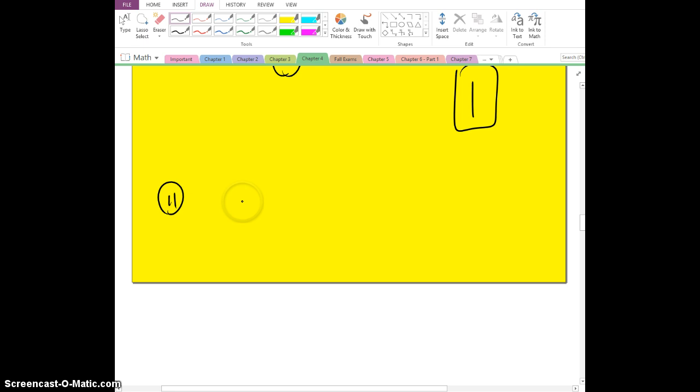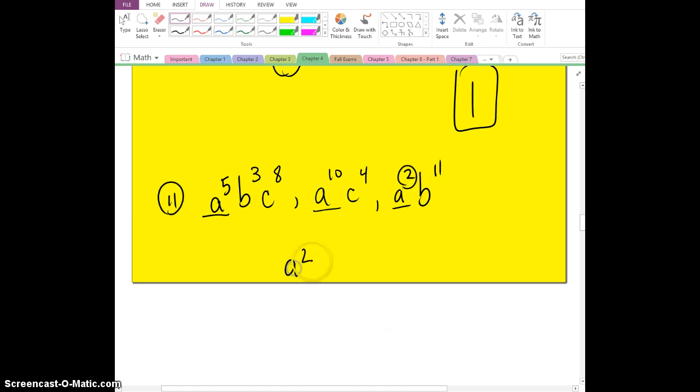Last example would be this. If we have three different numbers, or three different, we'll do variables here. We'll say a to the 5th, b to the 3rd, c to the 8th, and then we'll say we have a to the 10th, c to the 4th, and then we have a squared, b to the 11th. Well, let's see if they all share a's. Well, this has a to the 5th, 10th, and squared. We take the smallest one, so it's a squared.